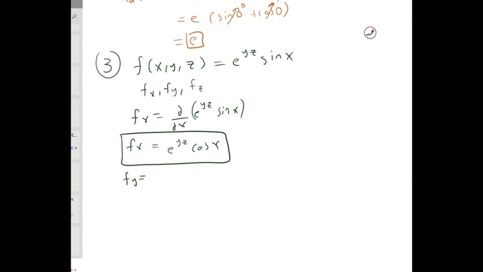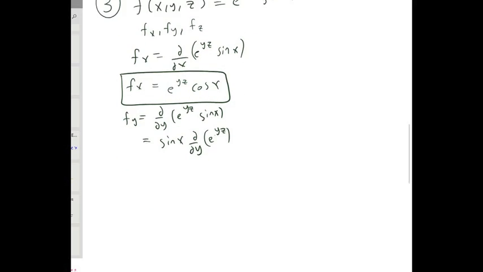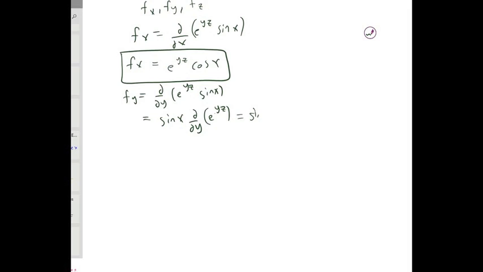For fy, we're taking the derivative with respect to y of this. So we can pull sine x out as a constant. And taking the derivative of this with respect to y, that's just the exponential again, times the derivative of the exponent with respect to y. Well, you can pull a z out as a constant, and derivative of y with respect to y is just 1. So we have z times e to the yz sine x. That's our fy.